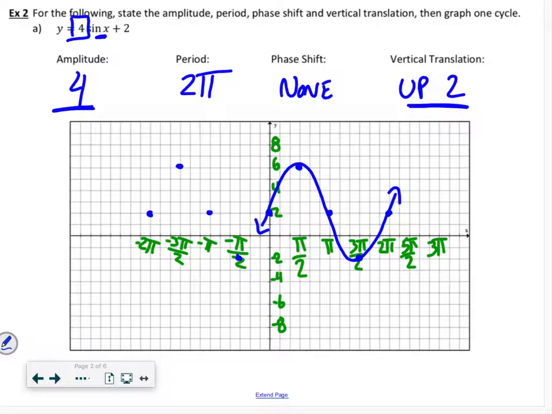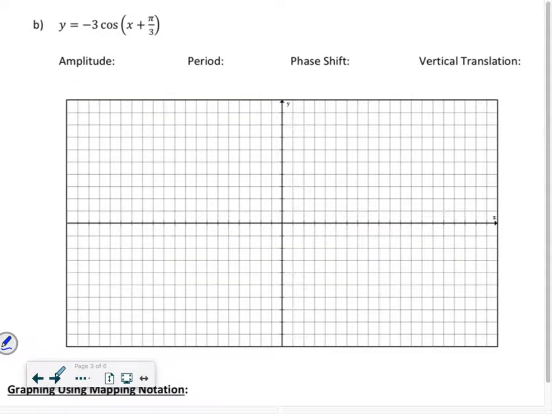Okay? I'll do the next one, and I'm going to leave the last one for you guys to do on your own. So here we've got an amplitude of 3. We've got a period, again, of 2 pi. We've got a phase shift, and if you look, it's in radians. We can see it's pi by 3. Now that's going to change our scale a little bit. So we're going to go left, or negative, pi by 3.